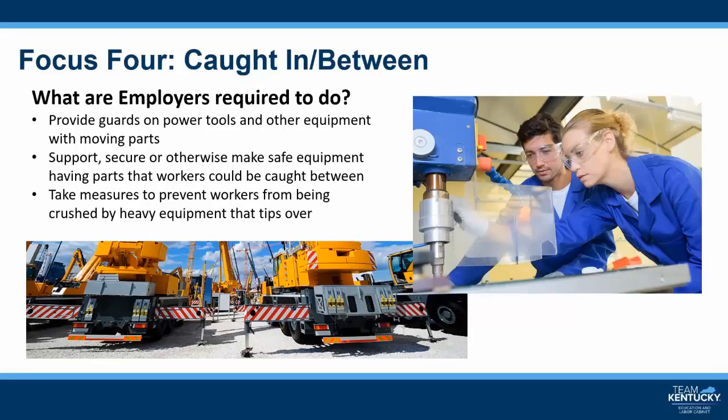The best way to prevent workers from being crushed by heavy equipment that tips over is to prevent the equipment from tipping over in the first place. For example, cranes can tip over if the load capacity is exceeded, or if the ground is not level or too soft. OSHA requires that employers designate a competent person to inspect crane operations.